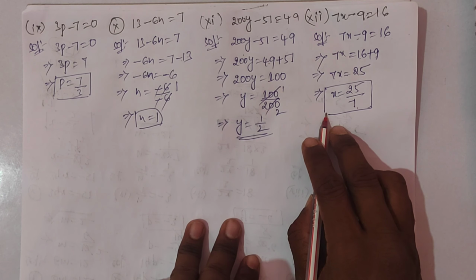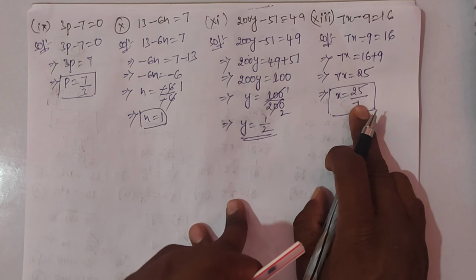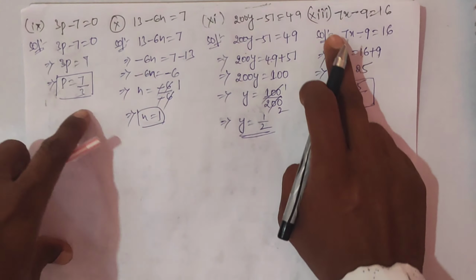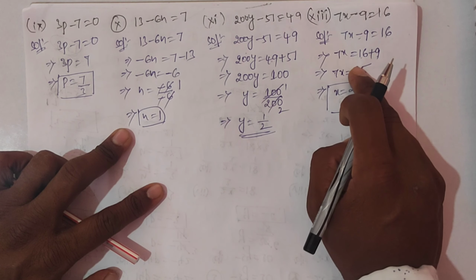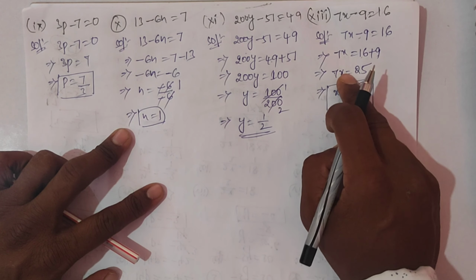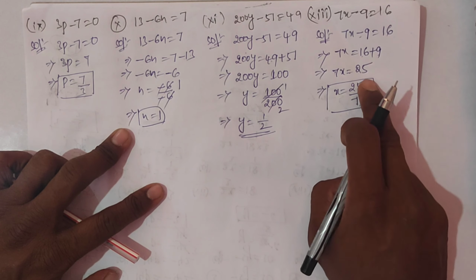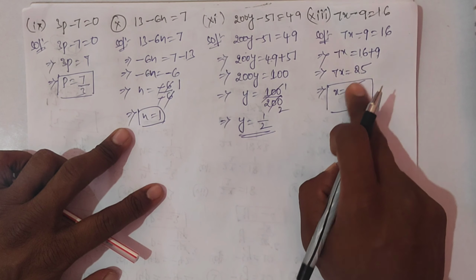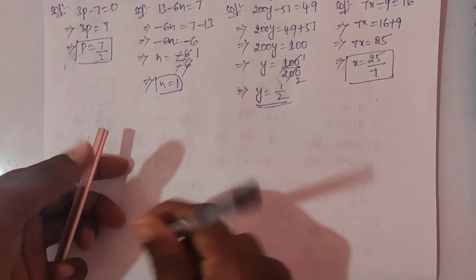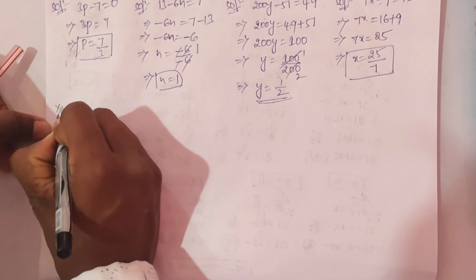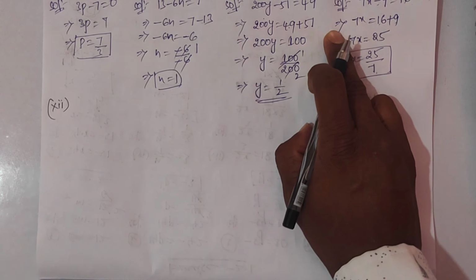So this is the 13th one. 7x minus 9 equals 16. Minus becomes plus, and we got 25. So 7 into x, we transpose the 7 to the RHS. This multiplication becomes division. So 25 by 7 is the answer. Here cancellation is not possible, so I am keeping it as it is. That's it. Next one. Because the 13th one was already discussed, now we are doing the 12th one.